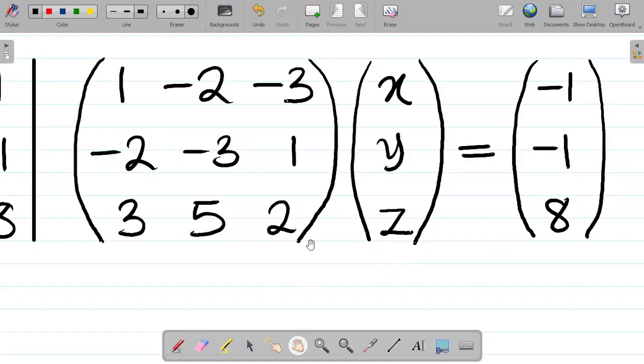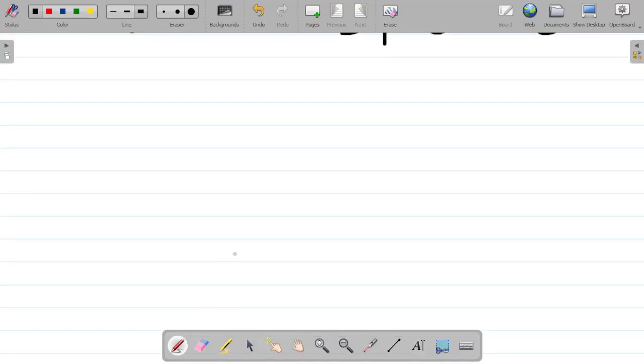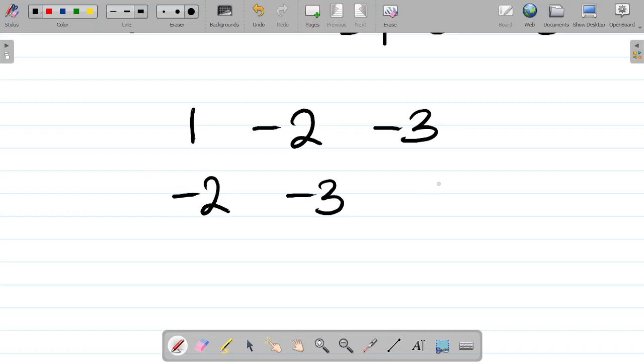So what's the next procedure from here? Your next step is to call this coefficient matrix lambda. So you say lambda is equal to this particular coefficient matrix. Let's write that out. First things first, I'll write out the coefficient matrix. We had 1, minus 2, minus 3. We had minus 2, minus 3, 1. We had 3, 5, and 2.